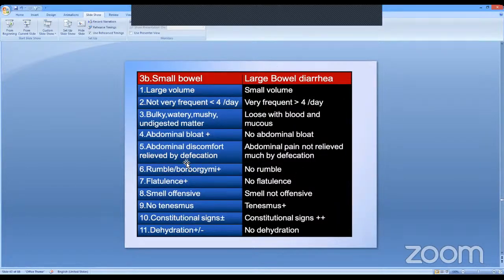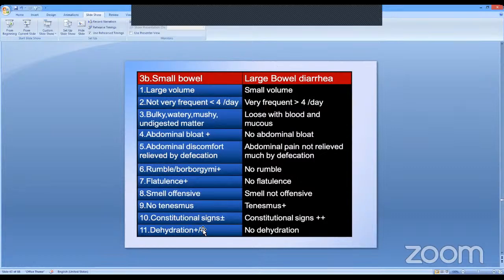Flatulence also will be there in small bowel, no flatulence in large bowel. Smell offensive, obviously in small bowel, not offensive in large bowel. No tenesmus indicates small bowel, tenesmus indicates large bowel. Constitutional symptoms plus minus in small bowel, always there in the large bowel.